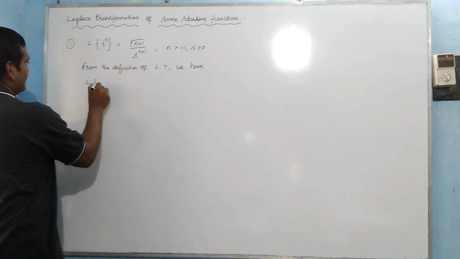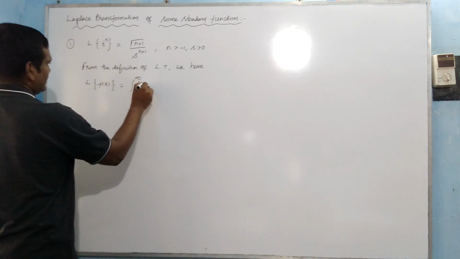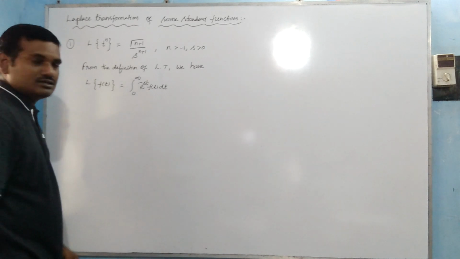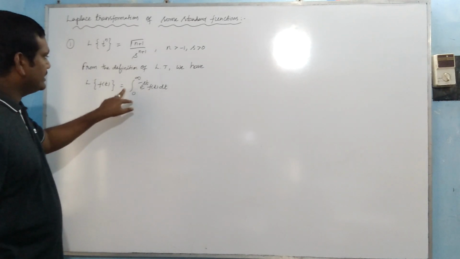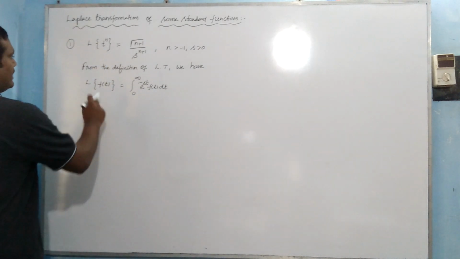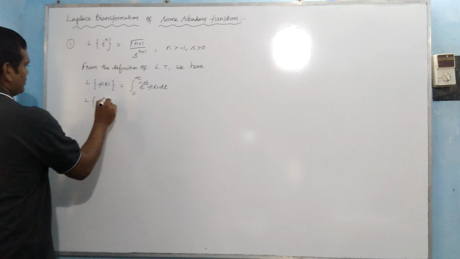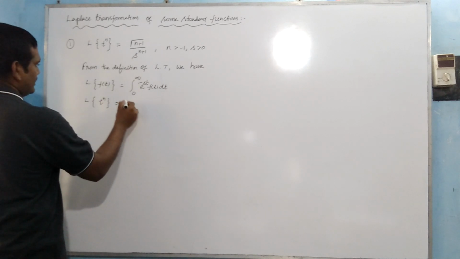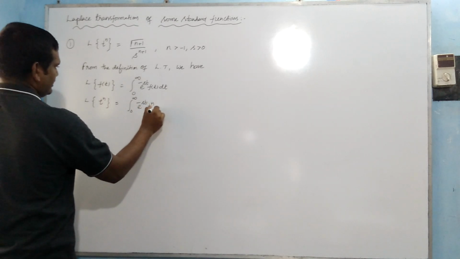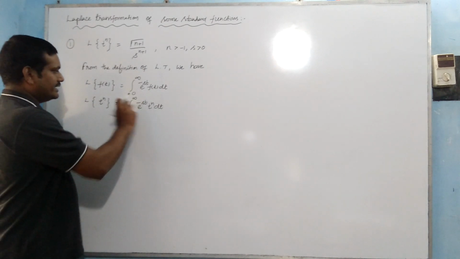Laplace of f of t is equal to integral 0 to infinity e power minus st f of t dt. Now here f of t is equal to t power n. So applying this, integral 0 to infinity e power minus st t power n dt. Now we have to evaluate this integral value.